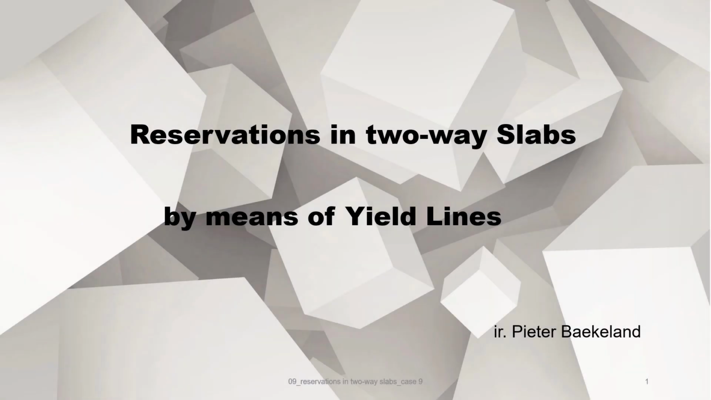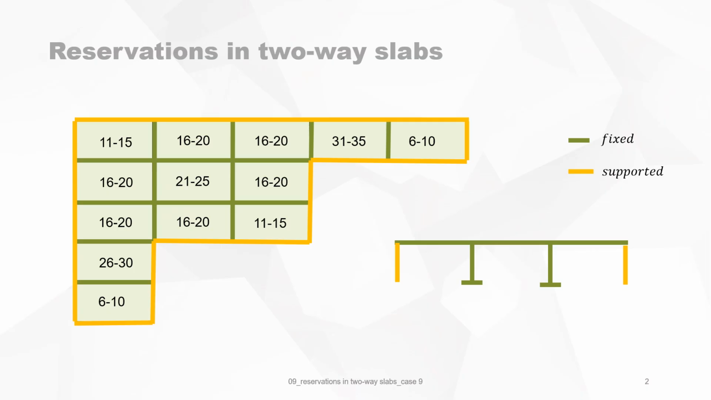Reservations in two-way slabs by means of yield lines. This video will deal with case 9 as a type of reservation, and the characteristic of the slab is that one side is fixed and the other three sides are simply supported. Orange means simply supported. Green means a slab is continuous or it is fixed on a wall or a column.